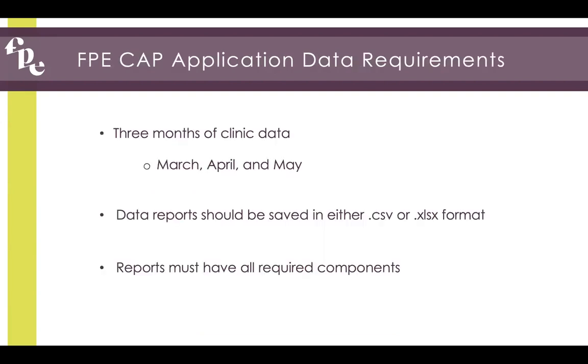We ask for 3 months of clinic data as part of the FPE CAP application to give us a better sense of how contraceptive services play into your clinic flow as a whole, and looking at just 1 month of data wouldn't let us do this easily. Since applications for cohorts 2 and 3 are due on July 1st, we are asking that the data reports for March, April, and May be submitted so that we get 3 complete months of data.